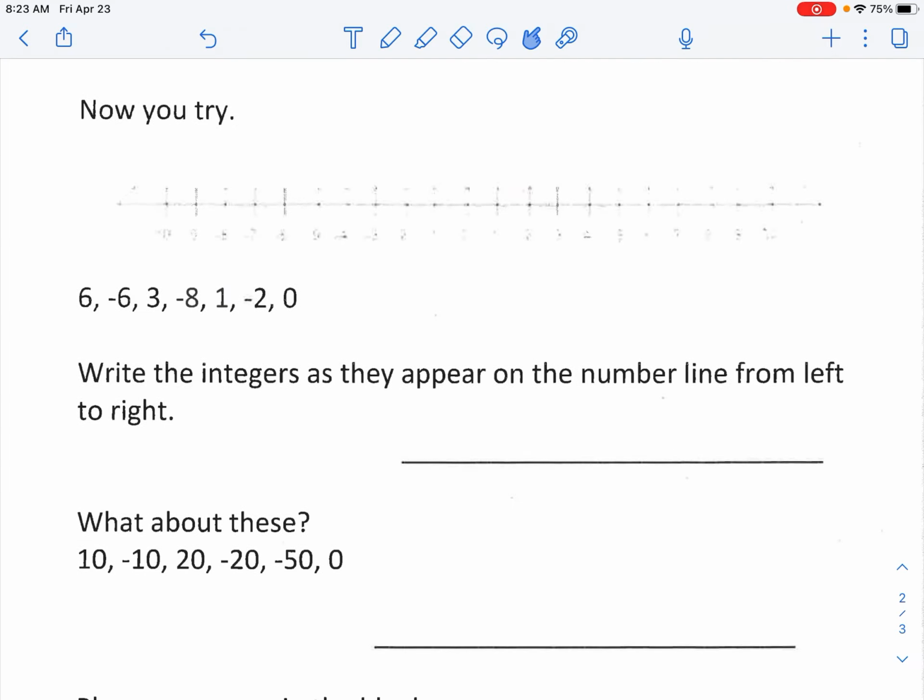All right, it says now you try. I'm going to have you pause the video and try to order. First, graph these on the number line, and then down here, put them in order for me. Go ahead and pause and come back when you're ready.